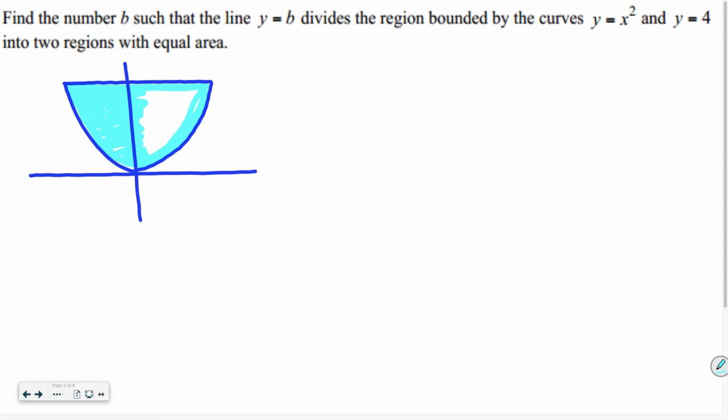Okay, so here's our region. It goes up to y equals 4, correct? Okay. So I want some horizontal line, y equals b, to cut this exactly in half.